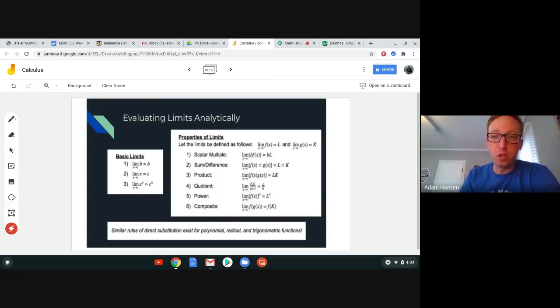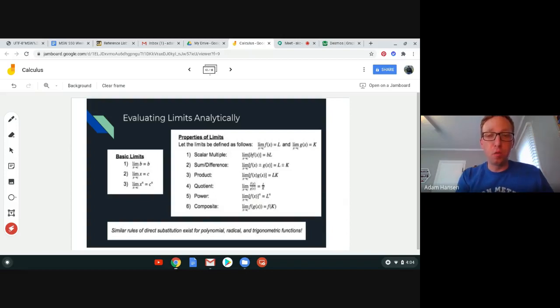You have some function to a power. The limit as x approaches c of f of x raised to the nth would be L to the nth. A composite function, functions inside of functions, says to take the limit as x approaches c of f of g of x by taking f of k. Since the limit of g of x as x approaches c is equal to k, I'm going to take that k value and substitute it into f.